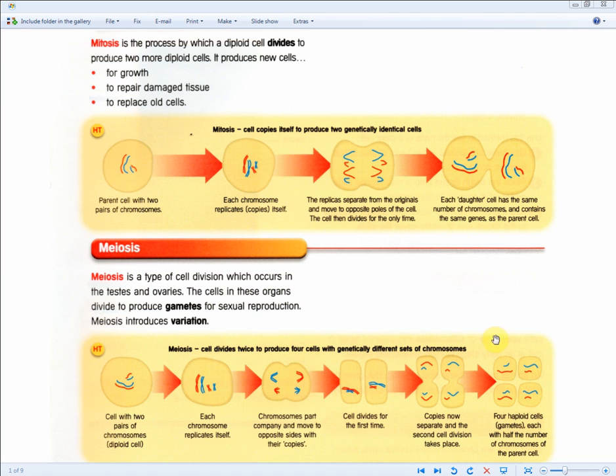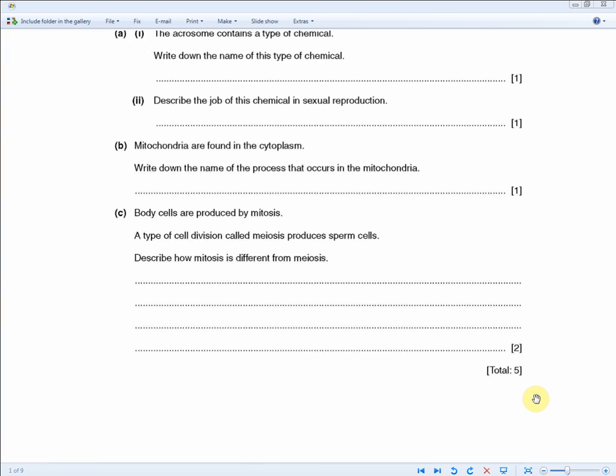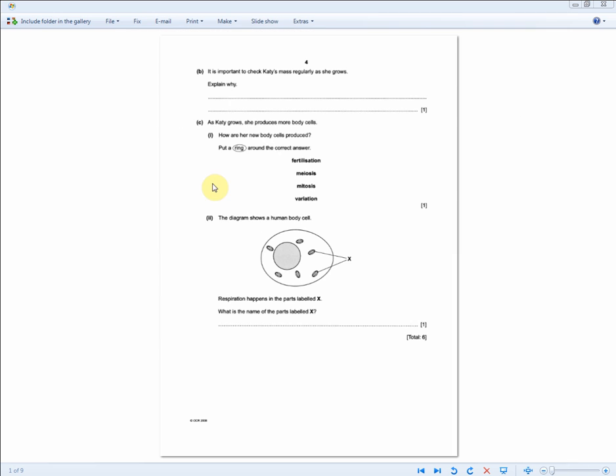Memorize those 2, because they like to ask what the difference is between mitosis and meiosis, and it's a common 2 mark question. And just like that, 5 marks in 2 minutes. So let's move on to the next question. Here we have a simple 1 mark mitosis, meiosis question.